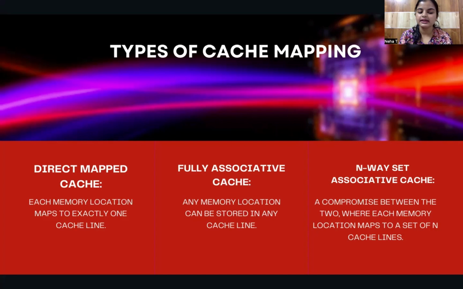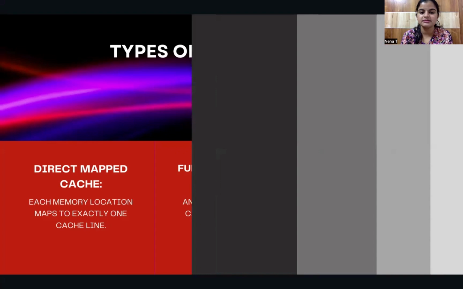So the first one is direct mapped cache, in which each memory location maps to exactly one cache line. In fully associative cache, any memory location can be stored in any cache line. And n-way set associative cache is a compromise between the two, where each memory location maps to a set of n cache lines. That is why it is known as n-way set associative cache.